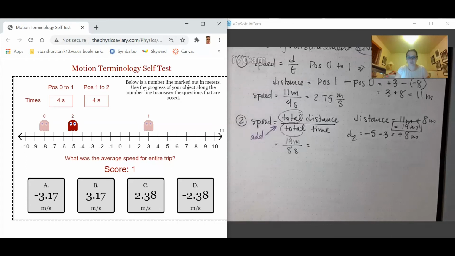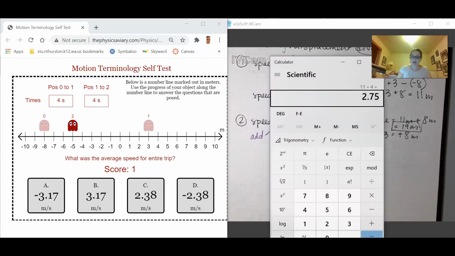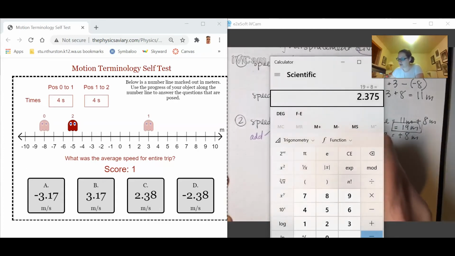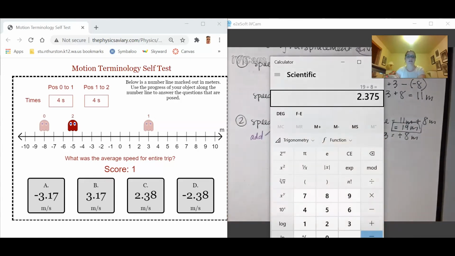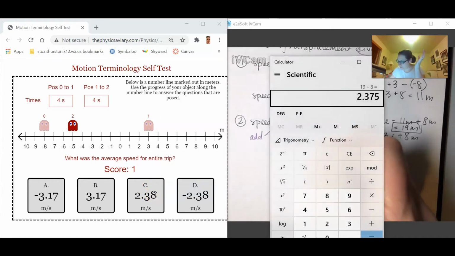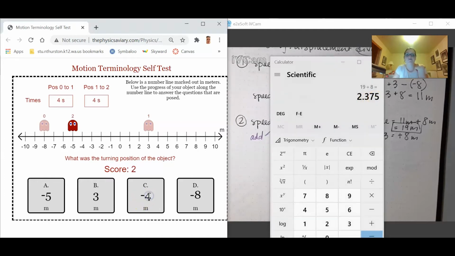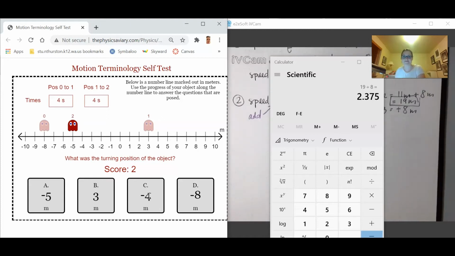Again, I'm going to use my calculator to do that. So I've got 19 divided by 8 equals 2.37 meters per second. This is a positive number. You'll see that there's a 2.38. Please don't panic. That means somebody rounded this. I left off the 5, that's why. Because there's my calculator saying it's 2.375. So they just rounded it differently. That's fine. I'm going to click it. Look at that. I got 2 points.